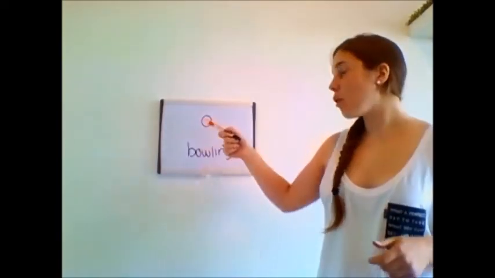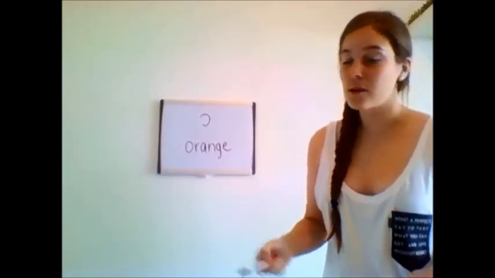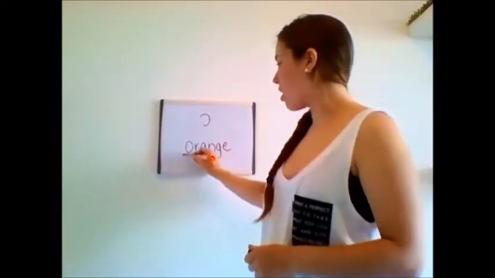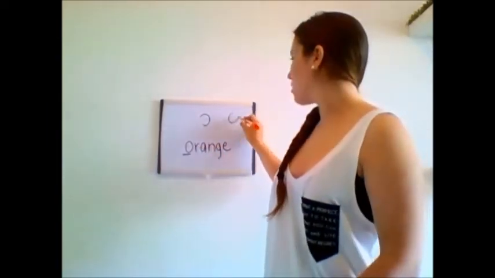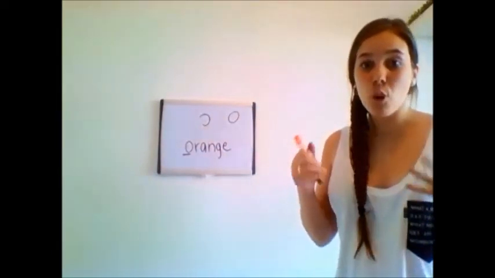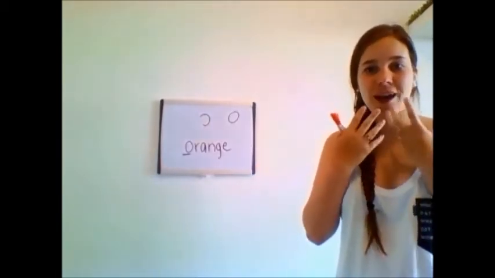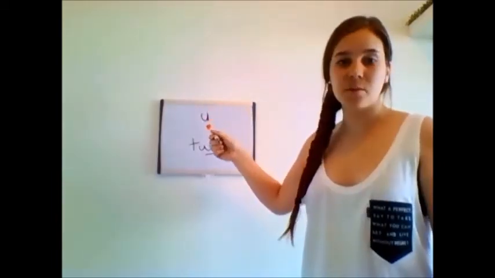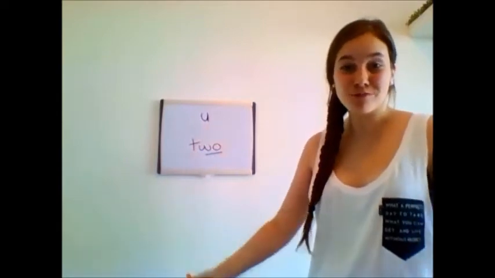The next one is O, like bowling. O. Next vowel is the reverse C, and it represents the A from orange. A. Again, this one is similar to another one. It's similar to O. So we have O, which is more to the front, and A, which is more to the back, but more open. So O, A.